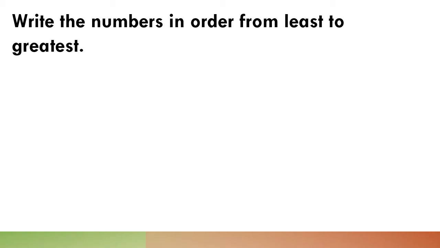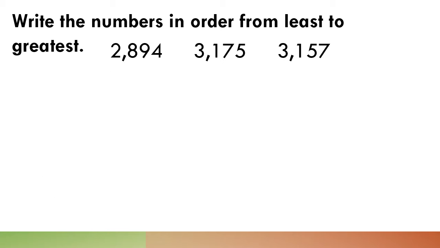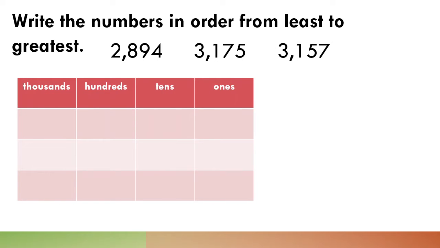We always have to be careful when reading the directions for ordering numbers. For example, this problem says to write the numbers in order from least to greatest. So we have to make sure that the first number we place is the least number and the last number we place is the greatest number out of these numbers: 2,894, 3,175, and 3,157. So remember, a way that we can compare and order these numbers is to place them into a place value chart. So let's go ahead and put these numbers into our place value chart.